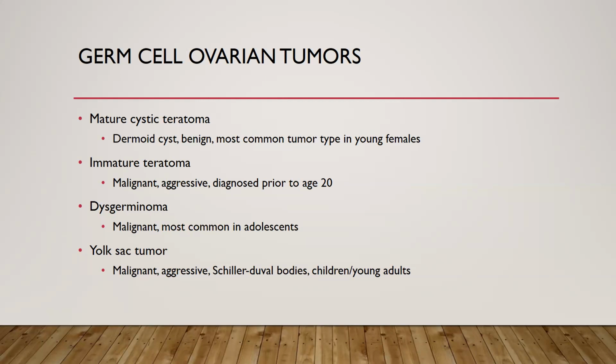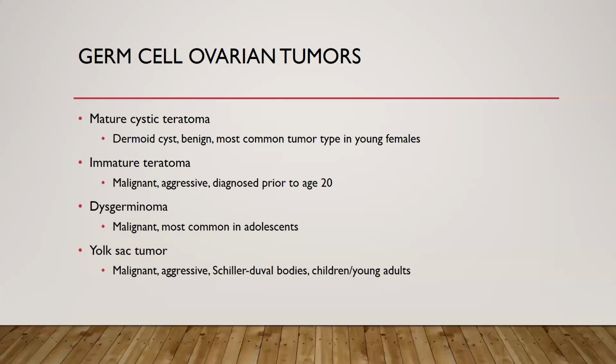So a mature teratoma, the immature doesn't grow into a mature teratoma. These are 2 different conditions. So your mature cystic teratoma is benign and most common tumor type. Immature teratoma is malignant and aggressive, both diagnosed in young women.